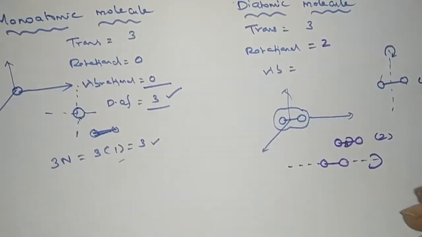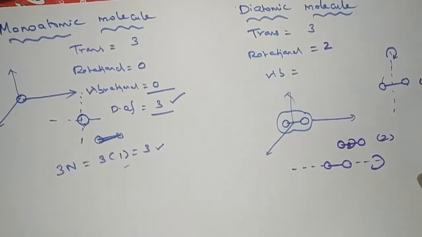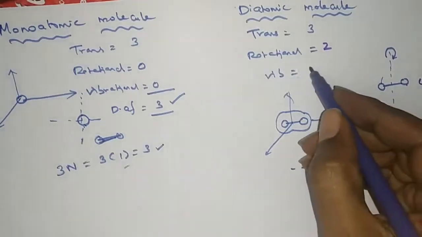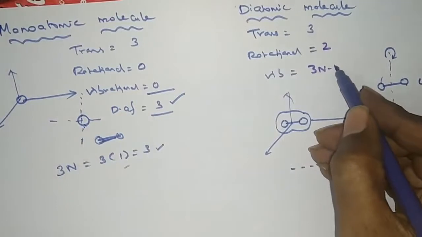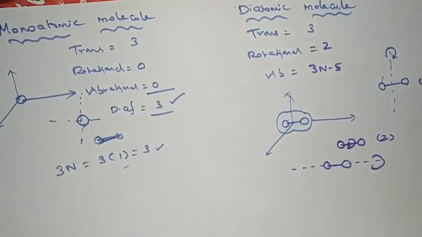And now about the vibrational motions. A vibrational motion is exhibited by a molecule only at higher temperatures. So what kind of vibrations happen at higher temperatures for a diatomic molecule? Normally 3n minus 5 vibrational motions happen in a linear molecule. So diatomic is linear only.